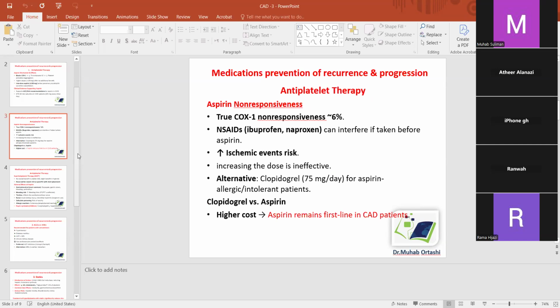طيب the problems with aspirin in some patients: about 6% of patients have non-responsiveness to aspirin. ال 6% ده بنسميهم a true non-responsiveness. يبقى البيشنت actually has no response to aspirin. Sometimes this is associated with the use of other drugs.